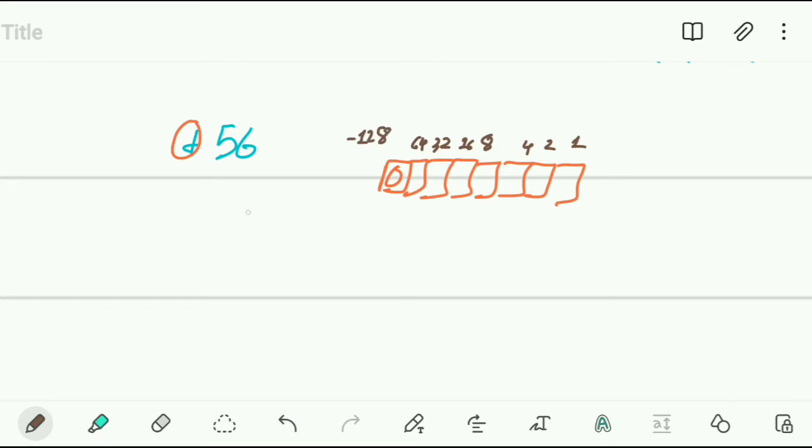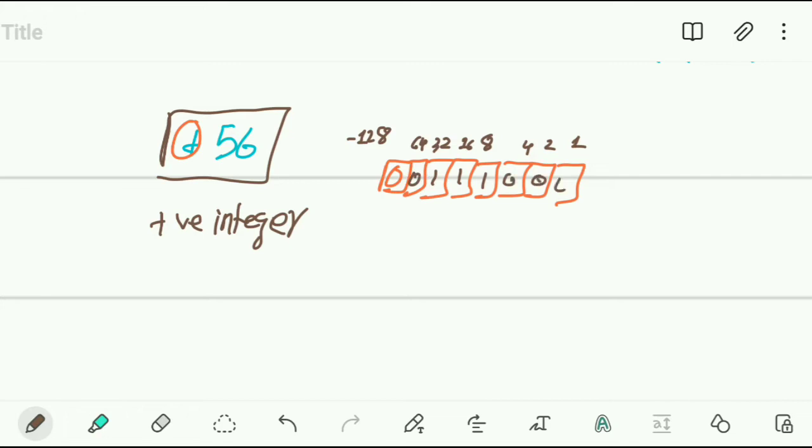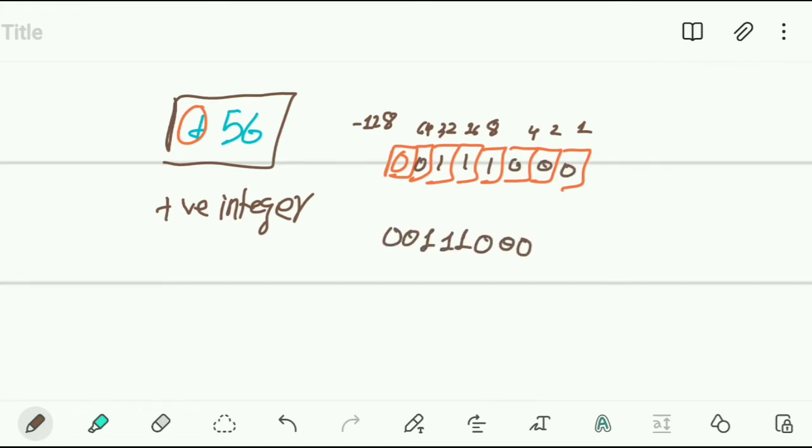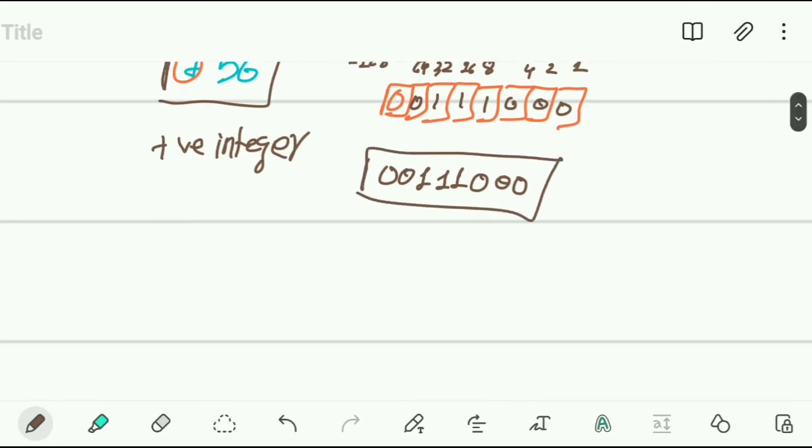Okay, so I want to know the binary representation of a positive integer. This is a positive integer, so there's a sign, and I need to know how to represent this. So it's going to be 1 1 1 and 0 0 0, giving 0 0 1 1 1 0 0 0. This is the binary representation of a positive integer.